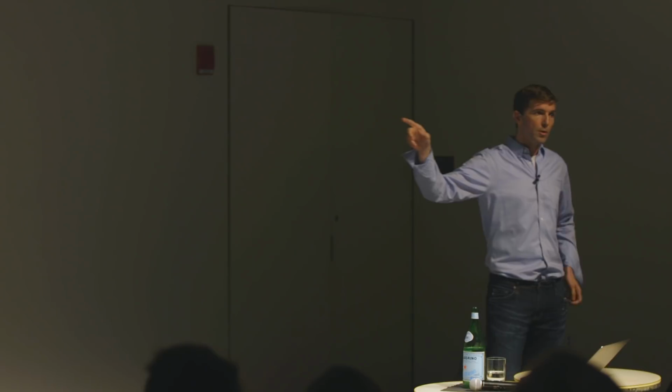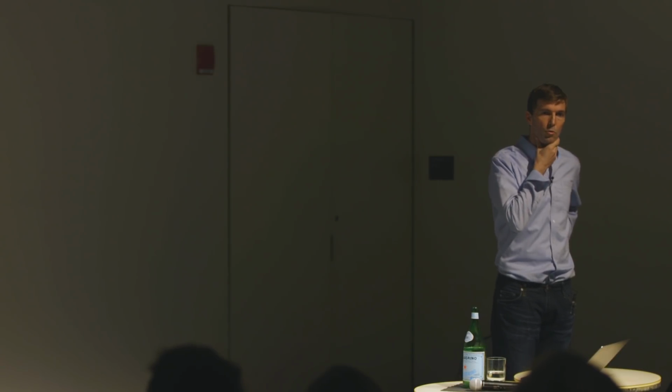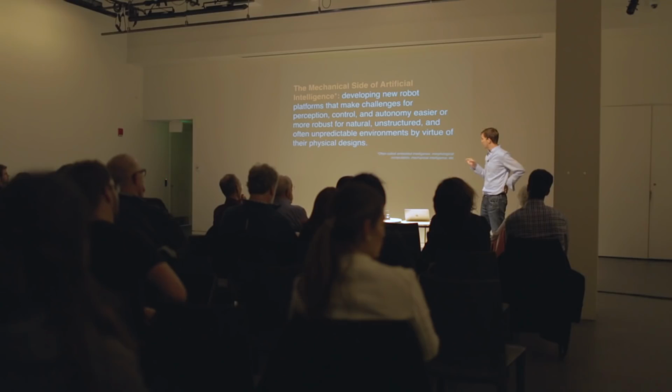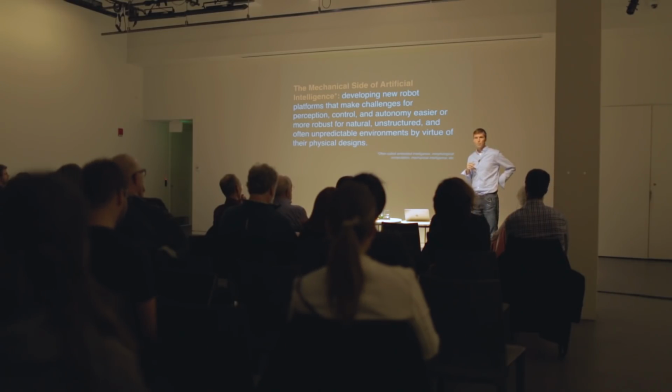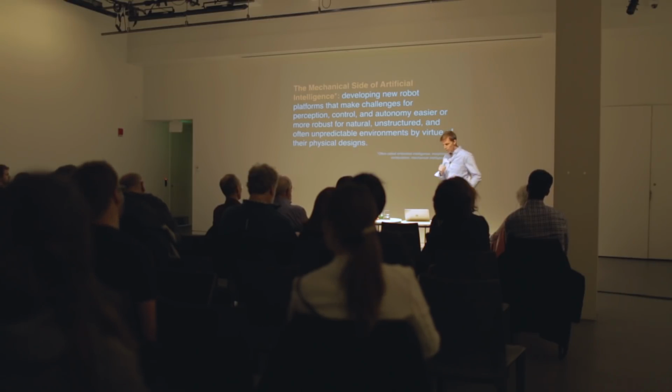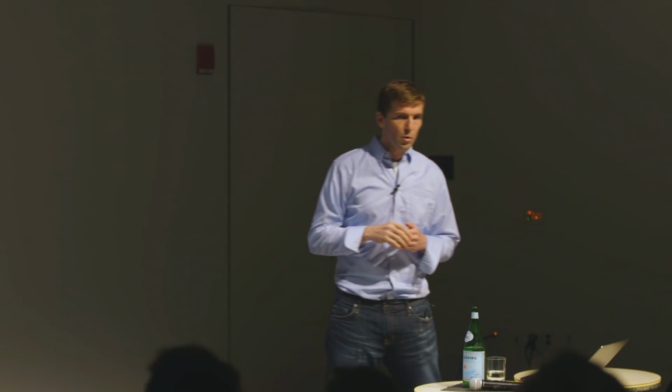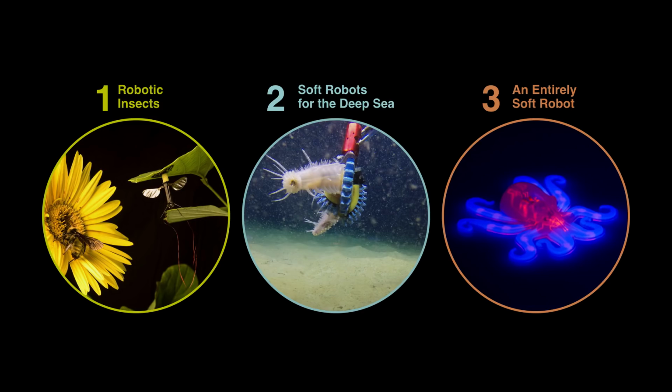But one of the things I want to point your attention to is that this concept is not new. In fact, I'll argue towards the end of this discussion that this is actually much, much older than what we usually think of today as artificial intelligence. Okay. So let's jump right in. I'm going to illustrate, as I said, through examples, and the examples I'm going to give are in these 3 categories. Robotic insects, soft robotics, in particular soft robotics for deep sea applications, and then I'll talk about some more recent work in developing an entirely soft robot. So let's jump right in.